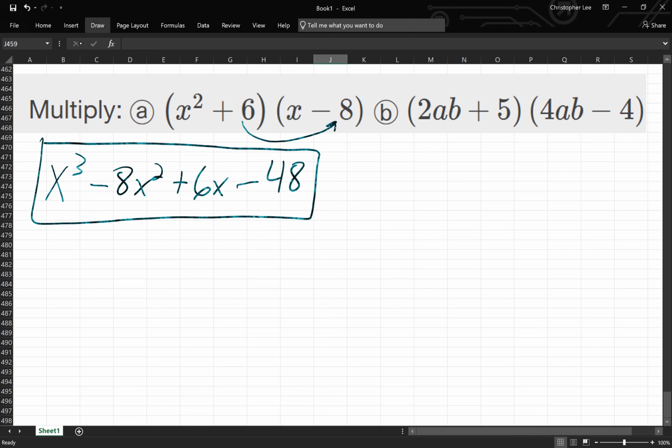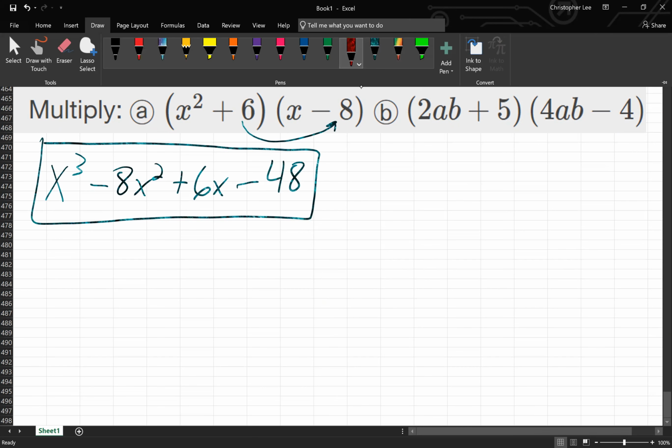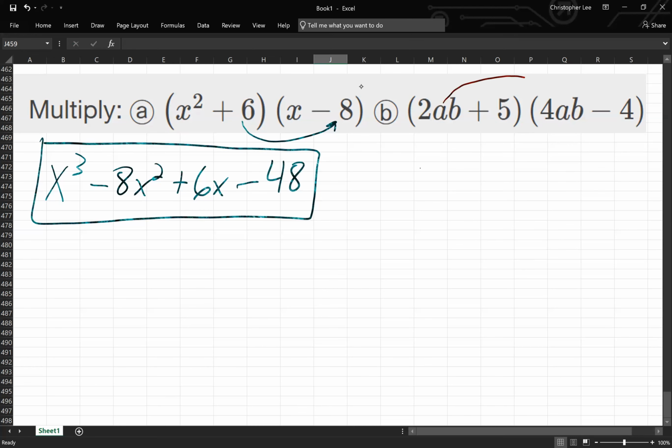All right, no questions. Let's keep it moving. I'm gonna have 2ab times 4ab, which is gonna give me what? 8a squared b squared. After that, I'm gonna have 2ab times -4. Now positive times a negative is a negative, and 4 times 2 is 8, and then we're just gonna have our ab.